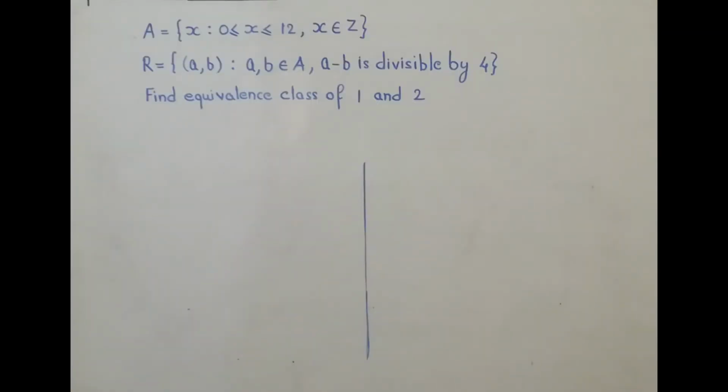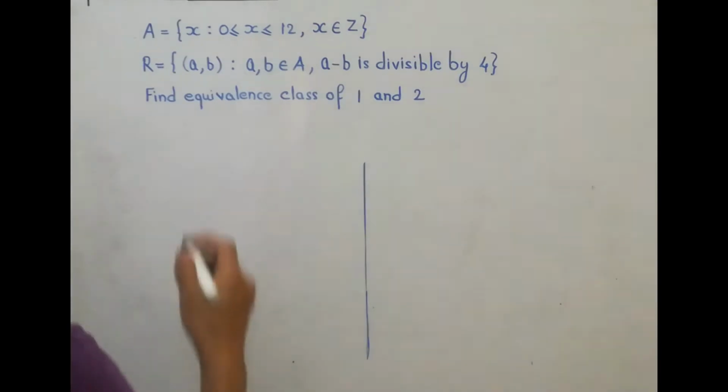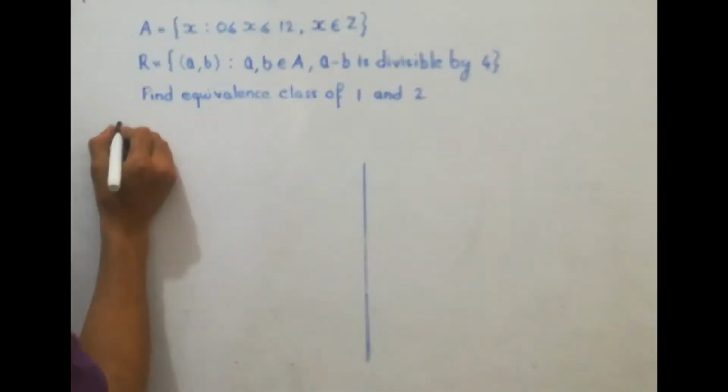Now see, in this example they have given us set A. Now let us list out the elements of set A. You can see that the elements of set A will be listed out from 0 to 12. X belongs to Z, that is integer, and the relation given is A minus B is divisible by 4. So first of all, let us list out the elements of set A.